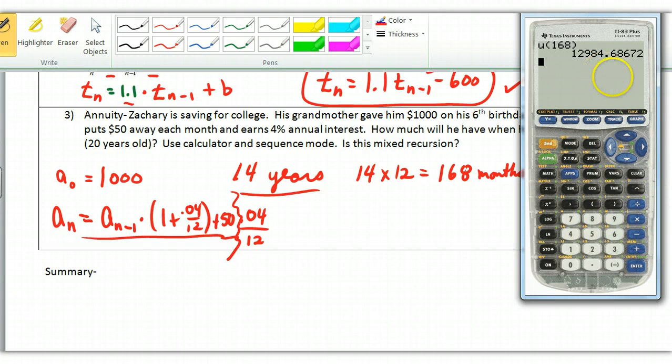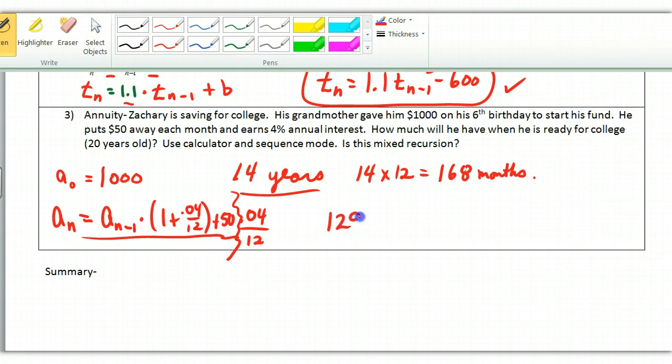However, that includes one last payment of $50. Well, he's already going to college, so he doesn't want to put any more in. So he needs that money, so he's not going to put that in there. So this has included that extra $50 payment at the end of that 168th month term. We don't want that. So we're going to take this and subtract out $50. So that's one way to get it. So it's 12,934 and some change, right?